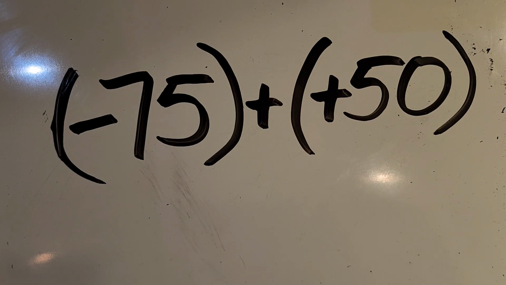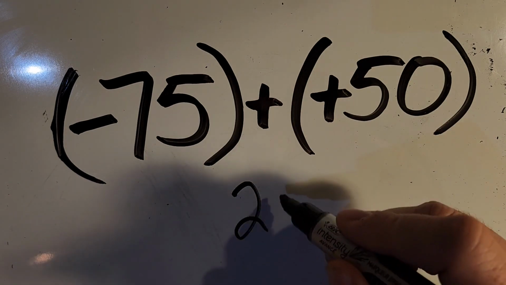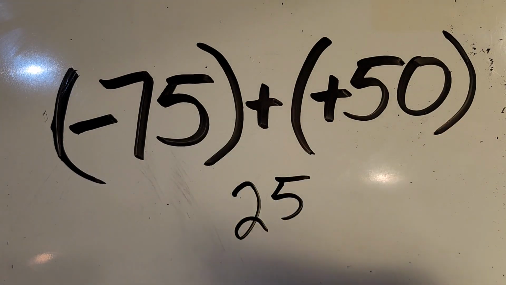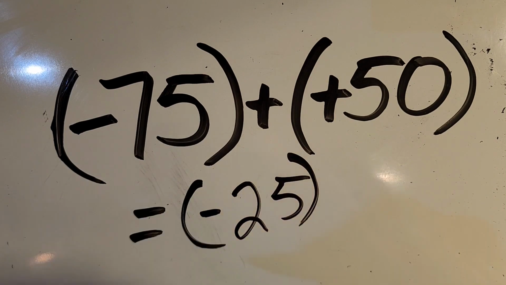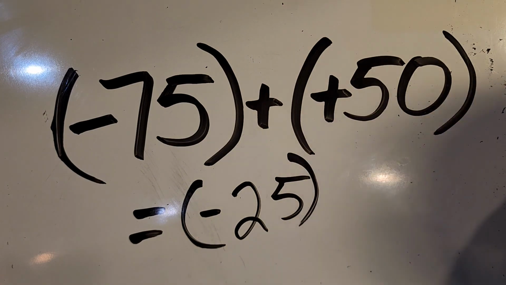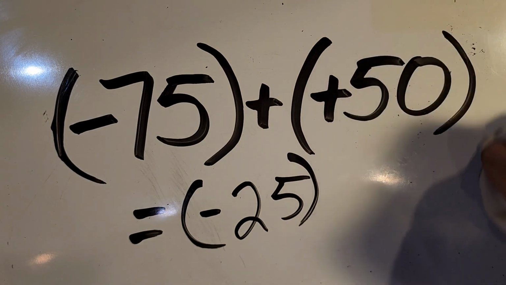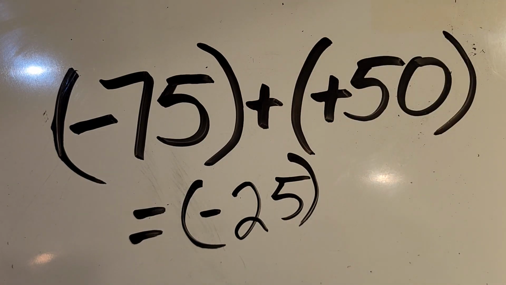75 minus 50. Answer would be 25. 25 what? 25 ghosts. You've got this. This is a doable thing. You just have to picture the room. Picture what you're being asked to do and figure out what you're going to need to do it.